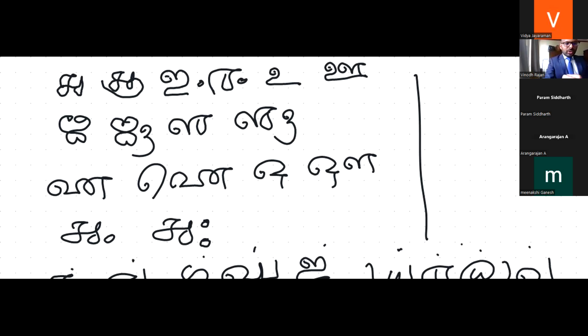So let's go to a new topic. That would be the matras or the vowel signs. Again, this is probably the easiest because the vowel signs are pretty much the same as Tamil, except for a few simplifications, for example, oo. But apart from that, it's pretty much the same as Tamil.